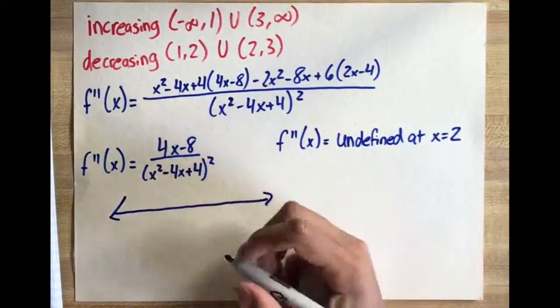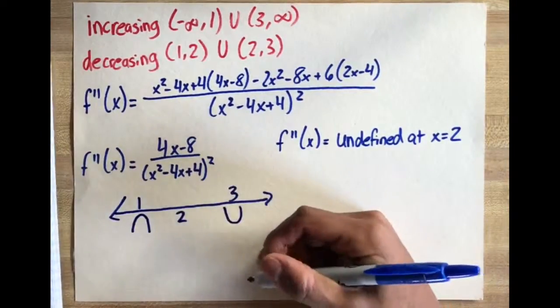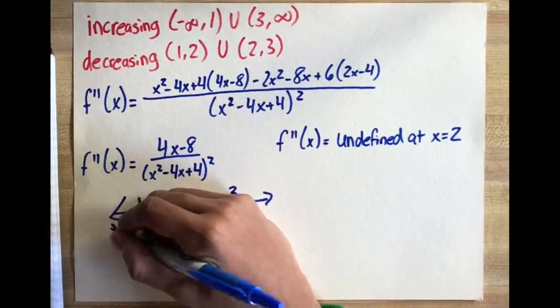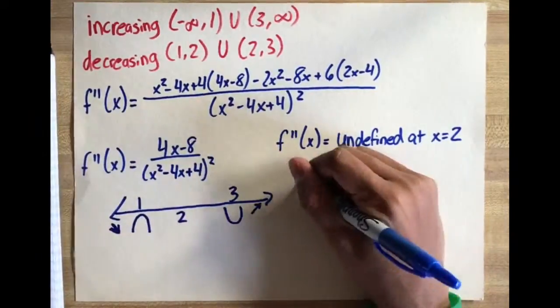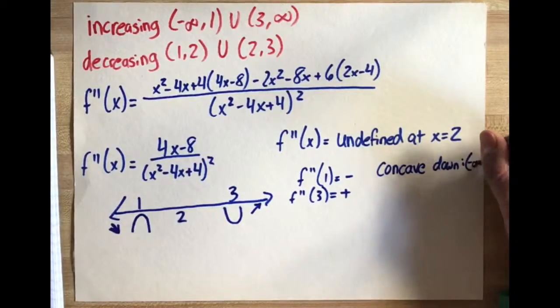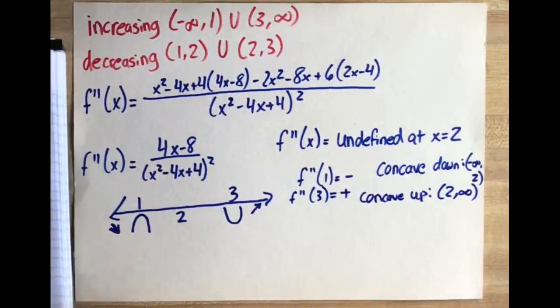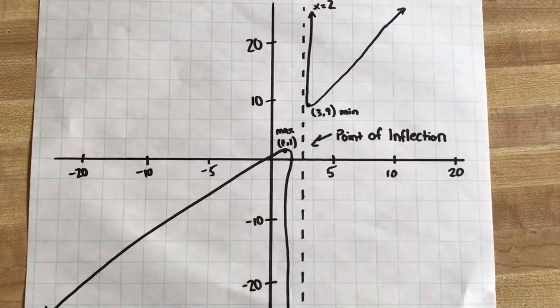Then we made a sign chart with 2 in the middle, and we determined that below that it is concave down, and above that the function is concave up. Since the first one is concave down and the second one is concave up, it means that between them x equals 2 is a point of inflection.